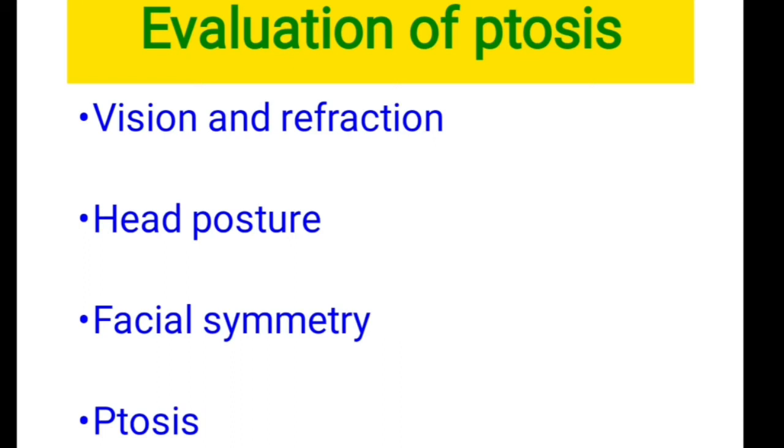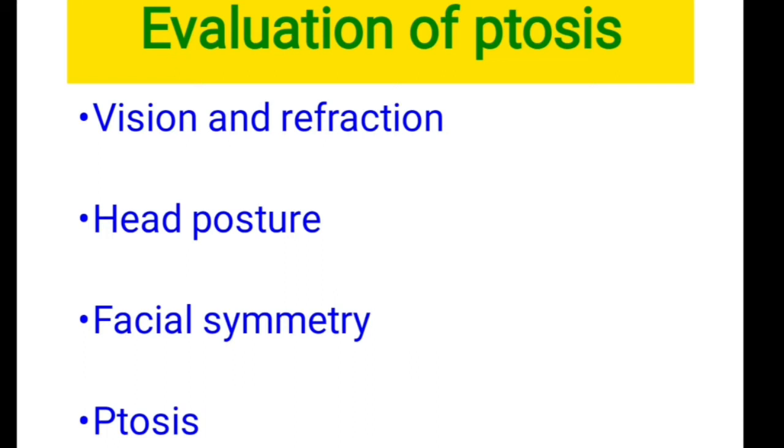Then coming to the head posture. If the patient is having unilateral ptosis, there need not be any abnormal head posture. If the patient is having bilateral ptosis, then the patient will usually assume the chin lift position. Okay, the chin is elevated, like the patient will turn his head a little back so that he will clear the pupillary axis and have a good vision. That is about the head posture.